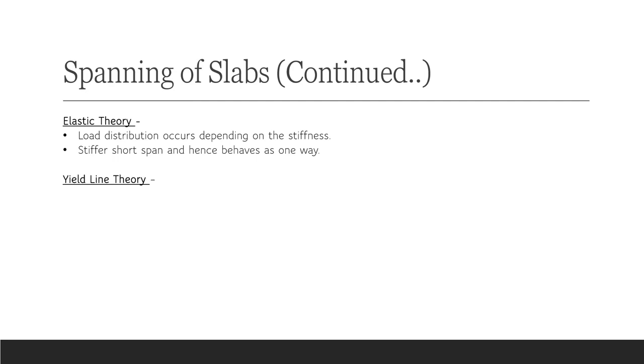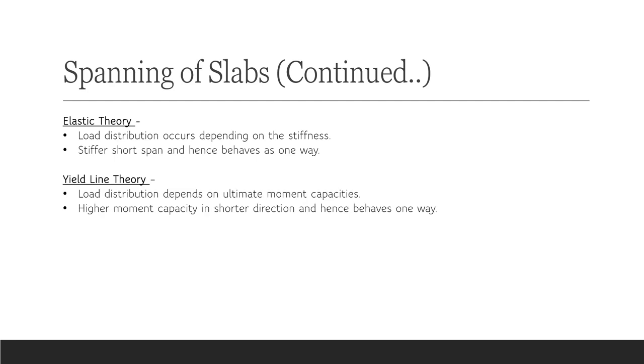If we see the yield line theory, then as per this theory, the load distribution depends on the ultimate moment capacities. If we provide much more steel in shorter direction than the longer direction, then MUx will be higher than MUy, and the slab acts as one-way slab.